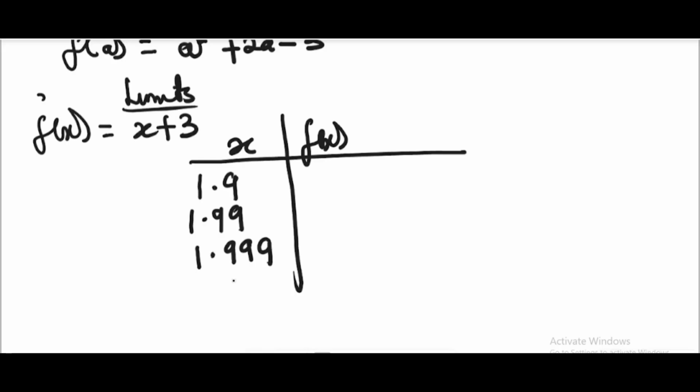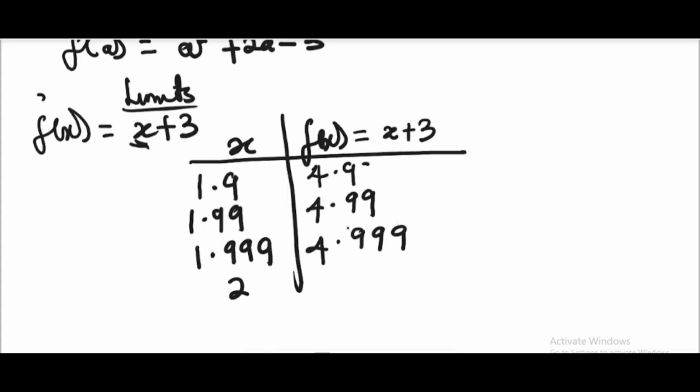to what? To 2. Okay, so now if you replace this x with 1.9 and then add 1.9 to 3, what do you think you'll have? You simply have 4.9, right? Remember that this your f of x is x plus 3, so that you understand where I am getting my f of x from. Now, if x is 1.99, replace x with 1.99, you have 4.99. Replacing with 1.999, you also have 4.999.